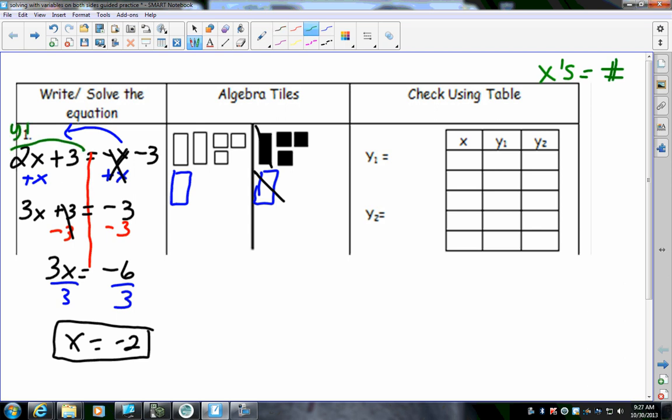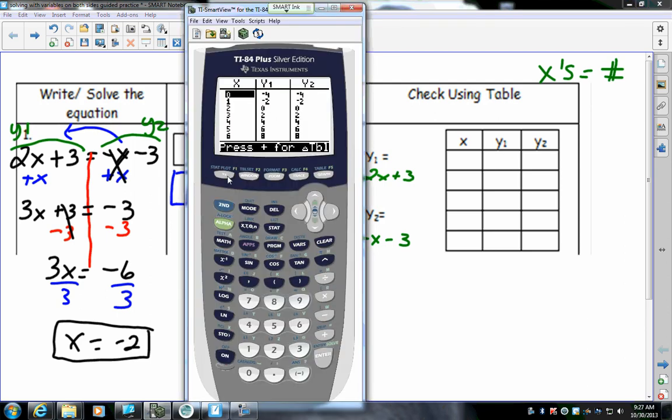Left-hand side goes into y1. So over here where it says y1, I want you to put 2x plus 3, and the right-hand side into y2, negative x minus 3. Now, when you go in the calculator, and when you're writing this in the table, let's see here, I'm going to go to y equals 2x plus 3, and in y2, I have negative x minus 3.